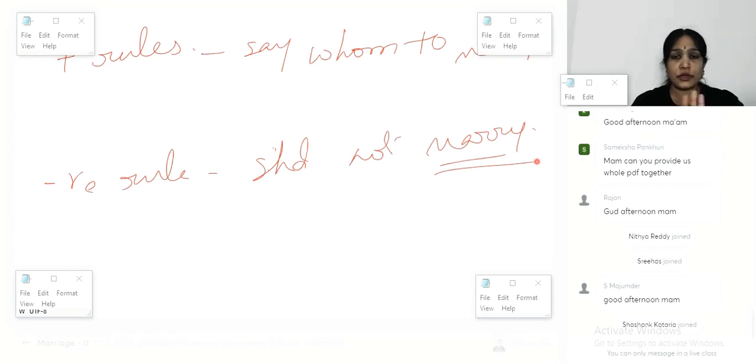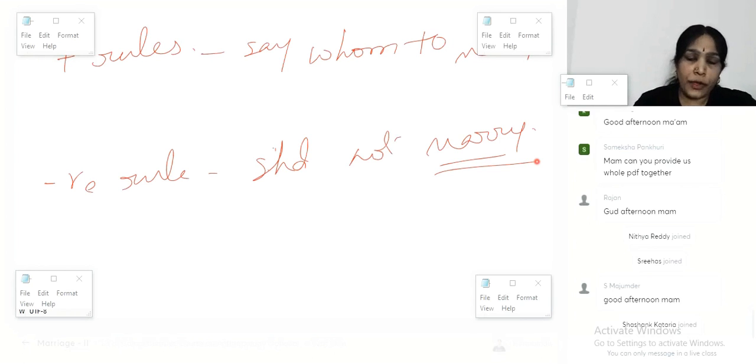If the rule is in the form of "you should not marry," it does not mean you should not marry at all. You can marry, but you should not marry so-and-so person or so-and-so category. That is called a negative rule. I already told you this particular topic is a little tricky, so complete concentration here, please, all of you. If the statement is in the form of "you have to marry this boy," it is a positive rule. If the statement is in the form of "you should not marry this boy," then it is called a negative rule.